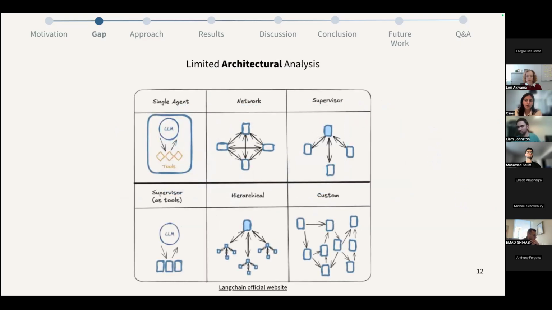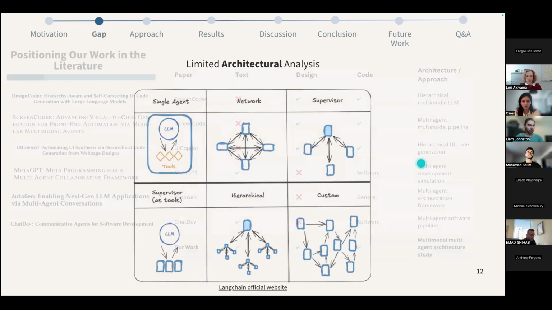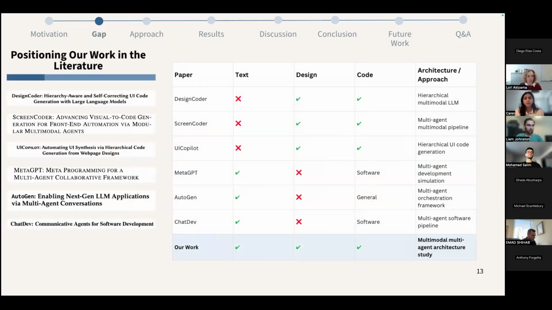Finally, there is also a gap in how multi-agent architectures themselves are studied. Recent work has begun exploring multi-agent architectures for software generation. However, most studies propose a single orchestration strategy without systematically comparing different coordination patterns. As a result, there's still a big lack of empirical evidence on how architecture choices impact generation quality, computational cost, and reliability.